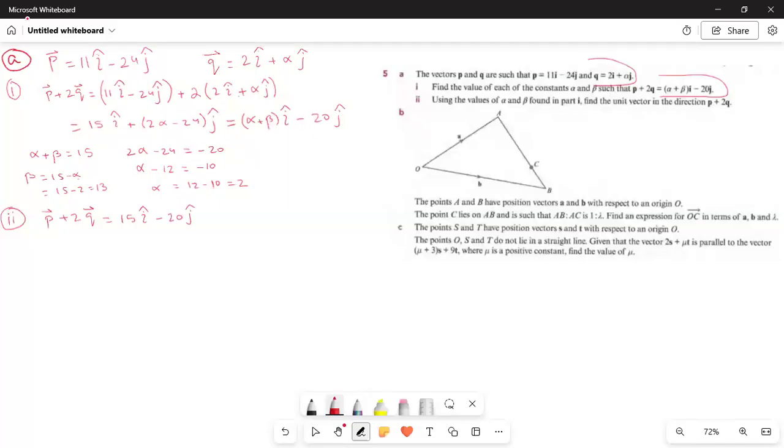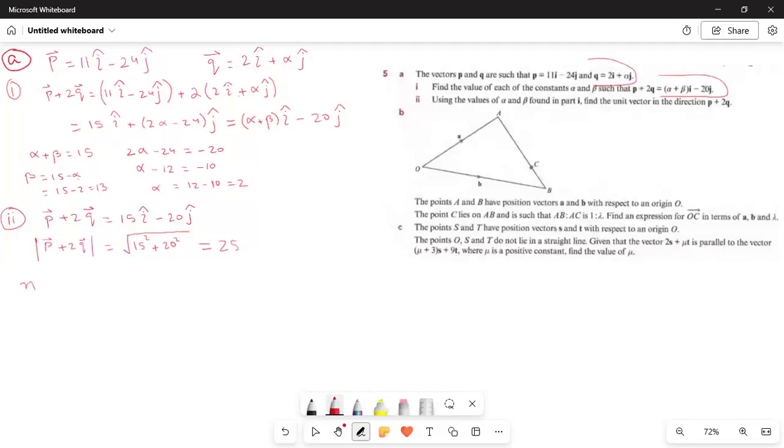So we need to find a unit vector along this one. How can we find a unit vector? I need to find its magnitude, the magnitude of p plus 2q. So the magnitude would be equal to the square root of 15 squared plus 20 squared. So this comes out to be 25.